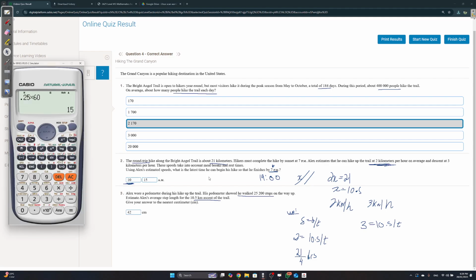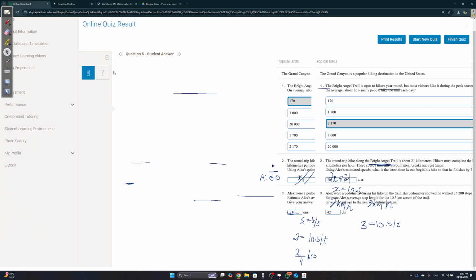So for that reason, we're going to divide 10.5 by 25,200. We want to do it in centimeters, so you're going to multiply 10.5 by 1,000 to convert it to meters, then by 100 to convert meters to centimeters. You're going to divide by 25,200. You're going to get, to the nearest centimeter, 42. And these are very easy questions.